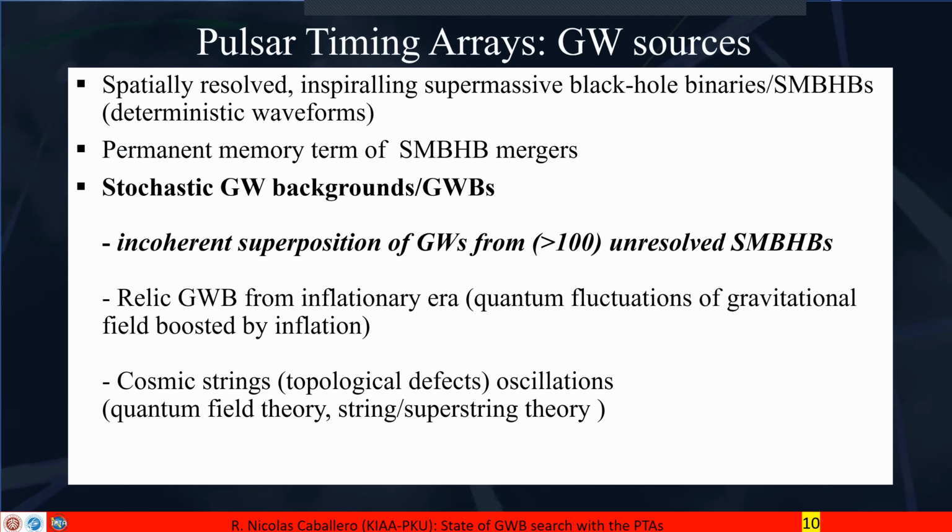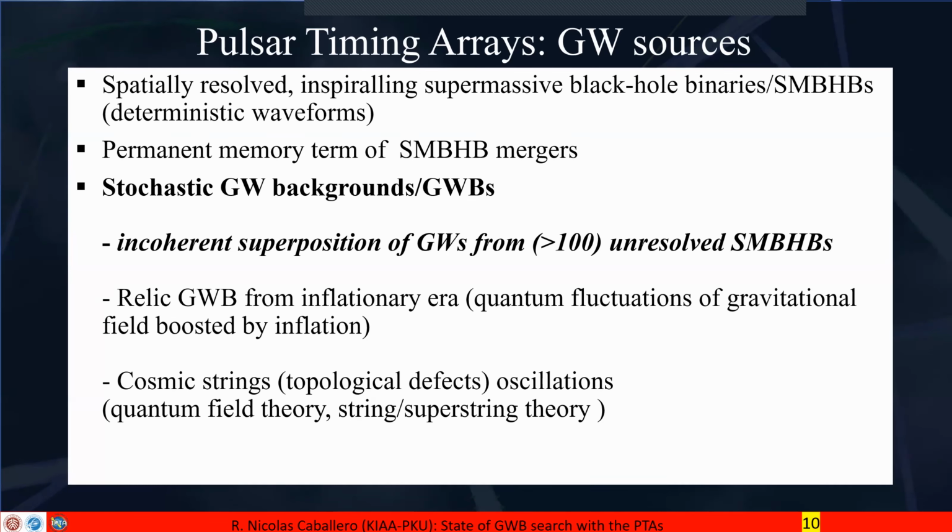So what kind of sources do we look for? Supermassive black hole binaries are a big part of the sources. We should be able to observe either especially resolved black hole binaries, in which case we will see the deterministic gravitational wave waveforms, which will appear coherently in the different pulsar data. We can also see, theoretically, we should expect to see the permanent memory term of supermassive black hole binary mergers, but we can also see different kinds of stochastic gravitational wave backgrounds.